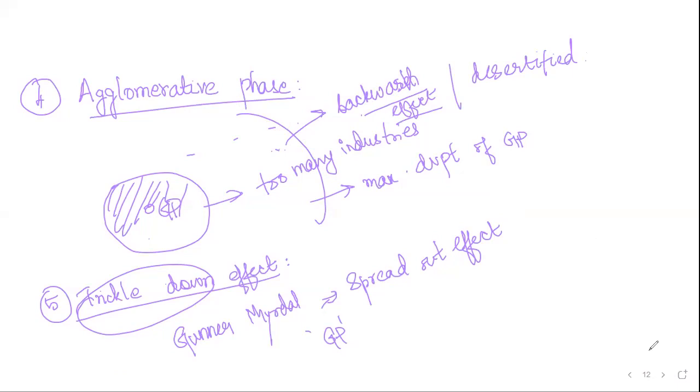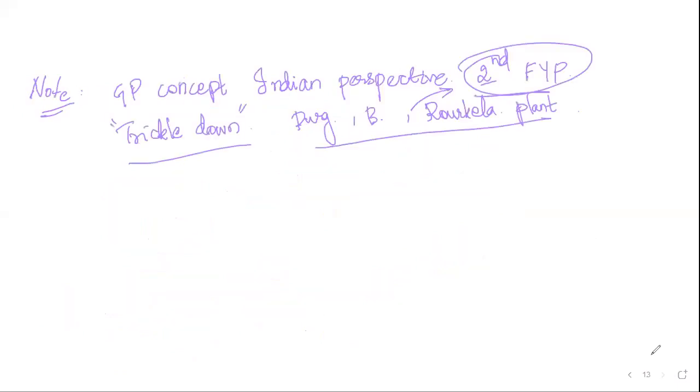All right, now go to the next topic. You can take down the heading: critical evaluation of growth pole. I will just discuss the topic. Maybe you can take running notes.